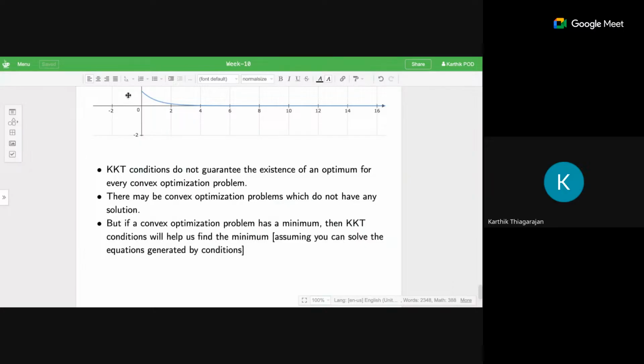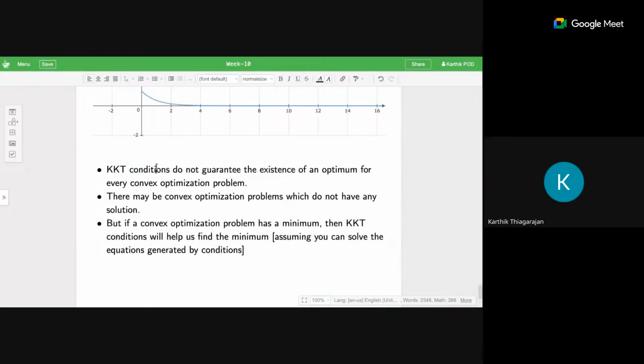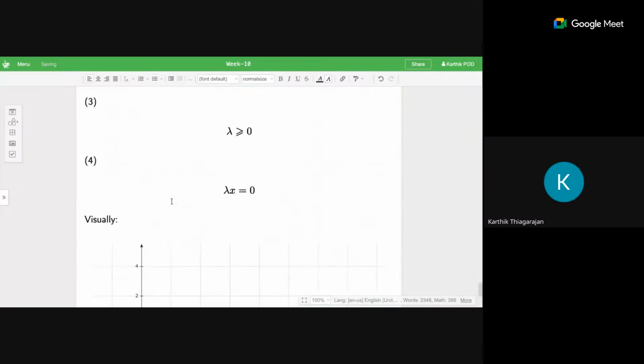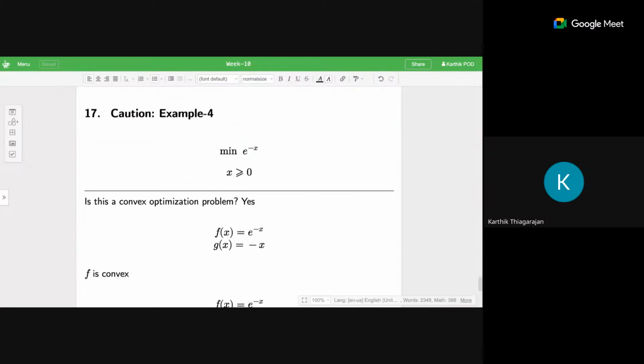Yeah, but it's okay. If I didn't make sense here, I hope that shouldn't be too much of a problem. The main thing that I want you to take away, from the last example in this case, is that convex optimization problems needn't have a solution. But if they have a solution, KKT conditions will be satisfied at that particular point. Okay, maybe I'll stop there.